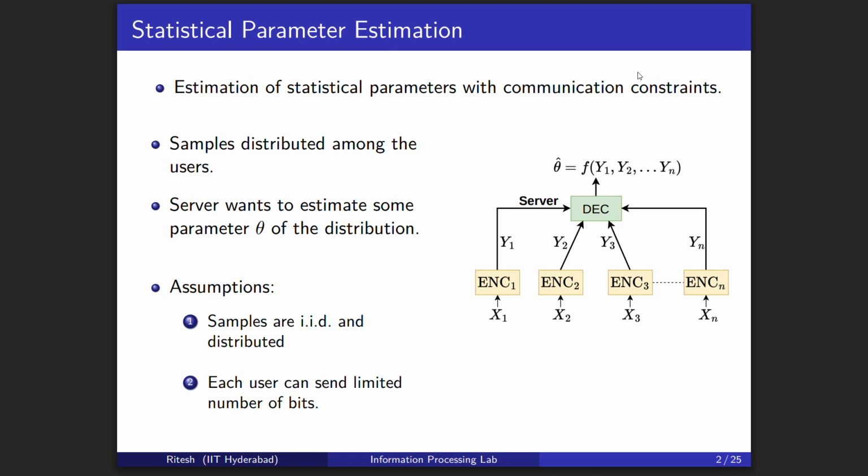And here the assumptions are samples are i.i.d. and distributed among the users, and each user can send a limited number of bits. So here we are considering communication constraint as a bottleneck.